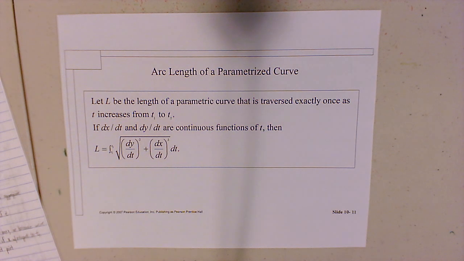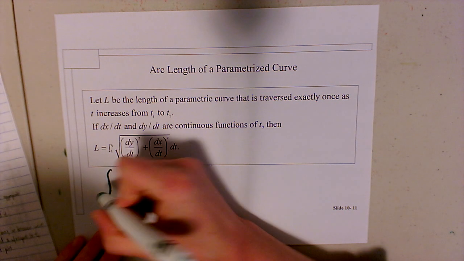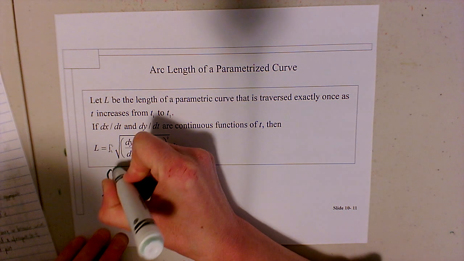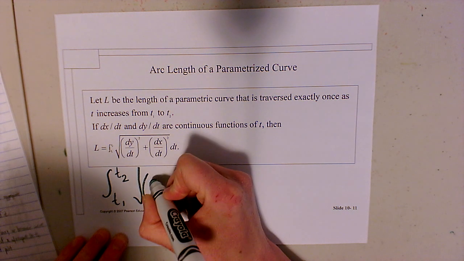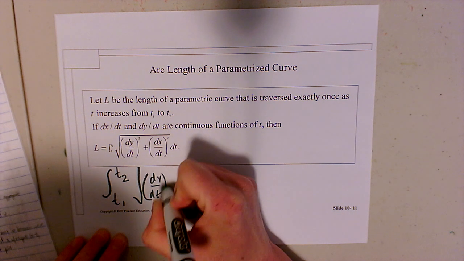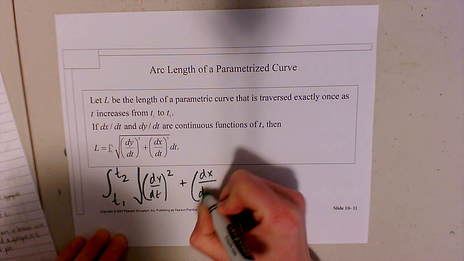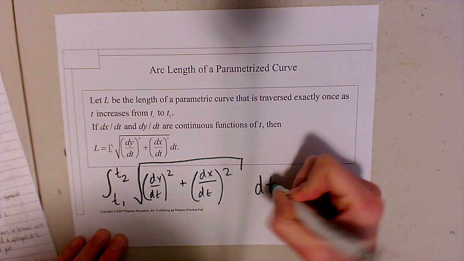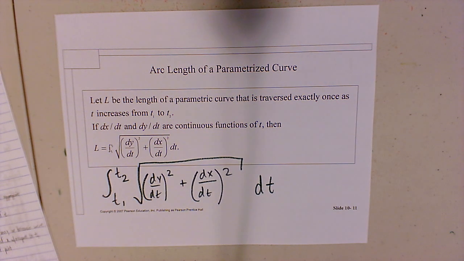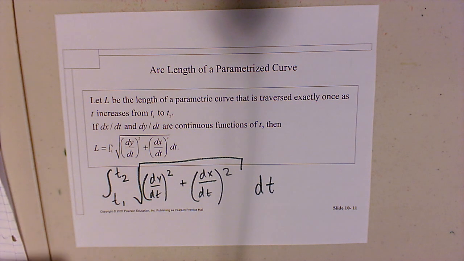So it's going to be the integral, so I'll write this a little bit bigger, but you should also have the PDF of this. It's going to be the integral with t sub 1 as your lower bound, t sub 2 as your upper bound, and then the square root of dy dt, the whole thing squared, plus dx dt, the whole thing squared. And we integrate that with respect to t. So we hope that we get functions that work out nicely with this. This is just a formula that we can plug stuff into. And so then this brings us to example 4.